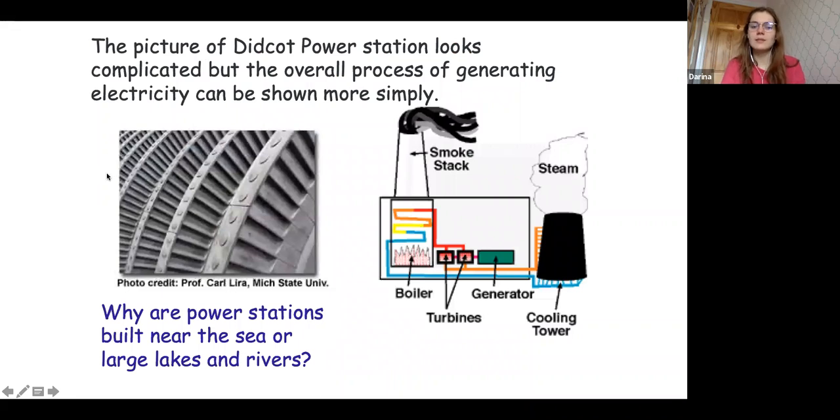This is just a little bit of a diagram. We basically have some kind of energy source, such as burning coal or something like that, which heats up water, and this turns a turbine, which is linked to a generator, and this produces electricity for us. Have a little look at that diagram, and can anyone think why power stations are built near the sea or large lakes and rivers, going off that image that I've got on the right there?